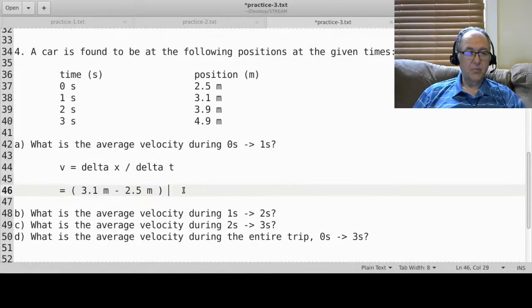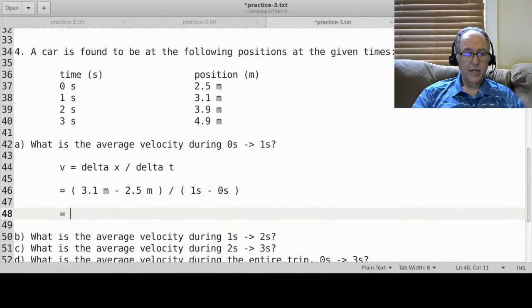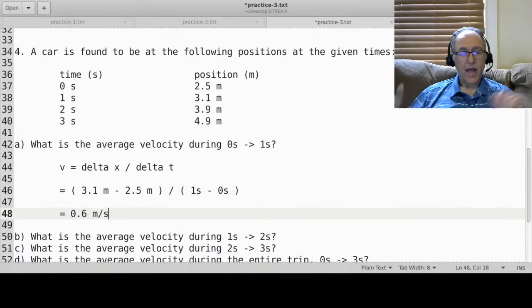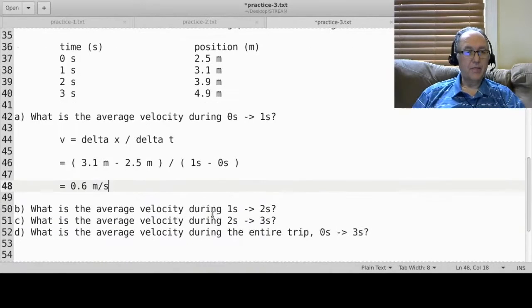Final position minus the initial position, divided by delta t. Delta t is just how long did it take. Well, my stopwatch started at 0 seconds and went to 1 second. So my final time was 1 second. My initial time was 0 seconds, for a time interval of 1 second. And if you do 3.1 minus 2.5, that's 0.6. The units on top are meters and the units on the bottom are seconds, so you get meters per second. So I did this all in MKS units.